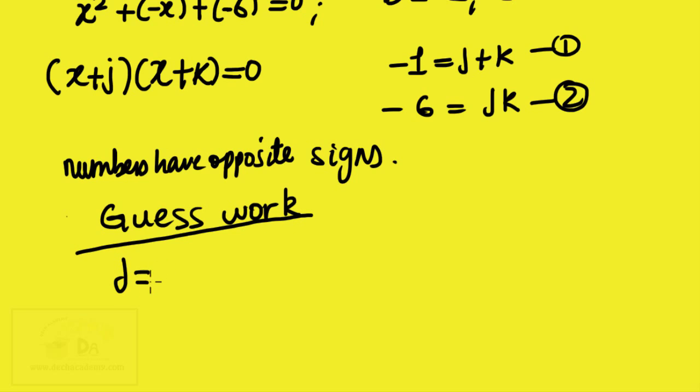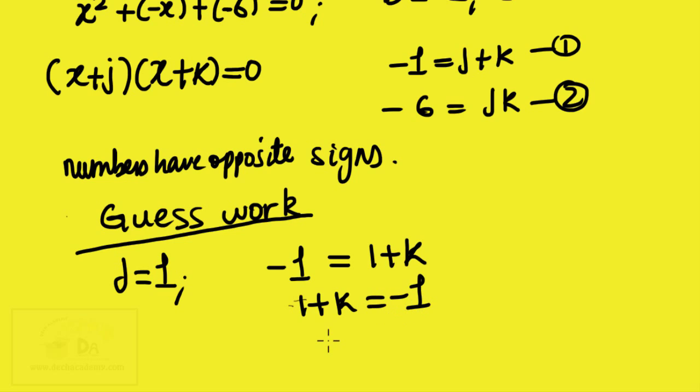Let's try j equals 1. If j equals 1, replacing j in equation 1 gives j plus k equals minus 1, which can be written by swapping the left hand side and right hand side as 1 plus k equals minus 1. Making k the subject of the formula gives minus 1 minus 1, which is minus 2.